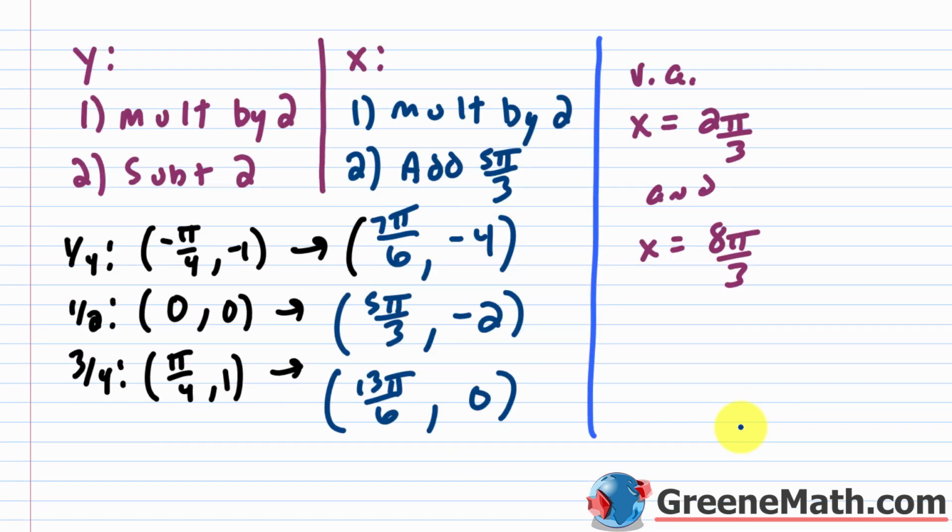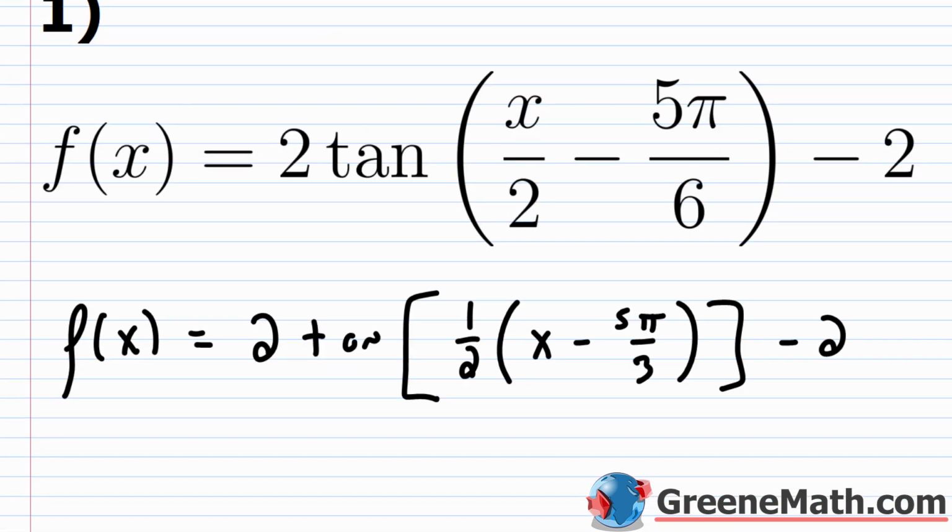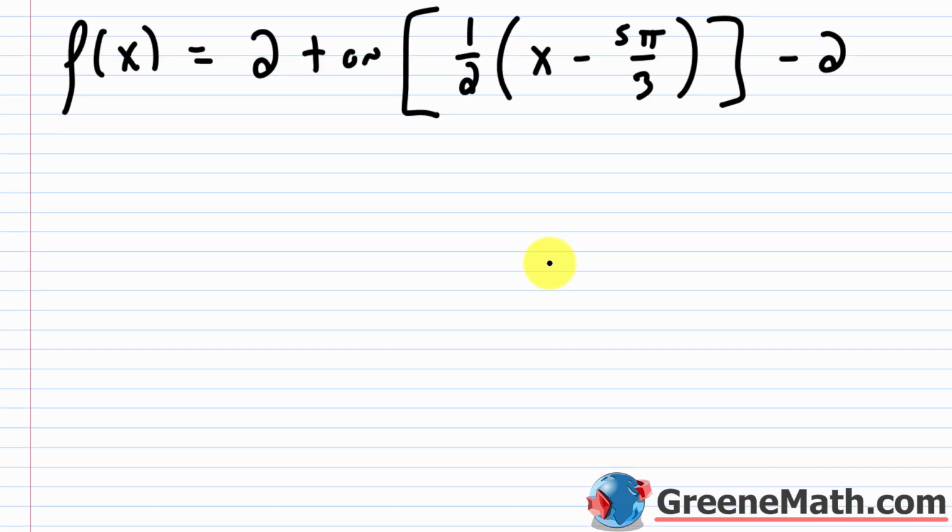Let's take one of these points, and let's see if we can figure out why we got this, multiply by 2 first, and then add 5 pi over 3. It's one thing for me to just tell you what the procedure is. It's another to stop and think about where it comes from. So let's go back up, and let's come to this guy right here. Now you can do this with any of the points.